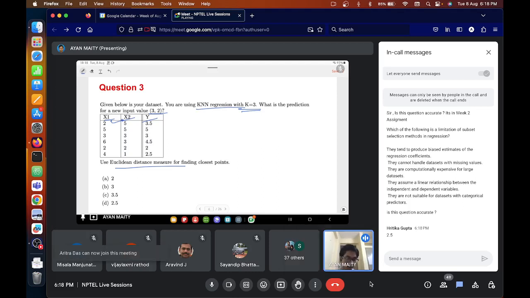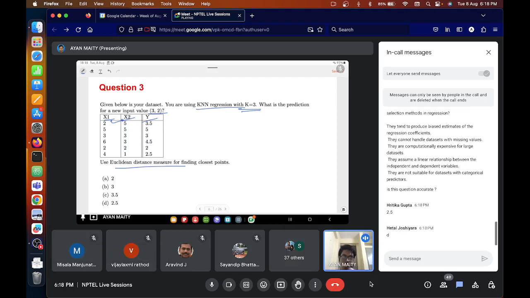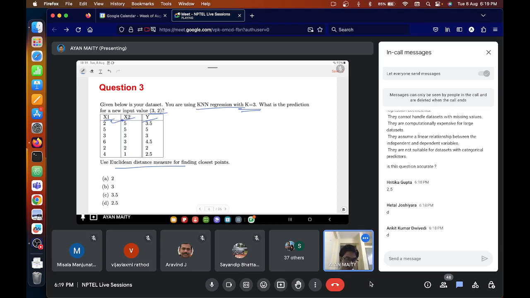So I have already got one answer in the chat. Ritika Gupta saying 2.5, which is option D. Okay. Hetal is saying D. Okay, so I got 2 answers in the chat. Both of the answers are option D. Ankit Kumar Devidi is also saying D.